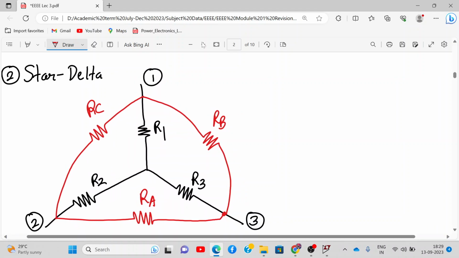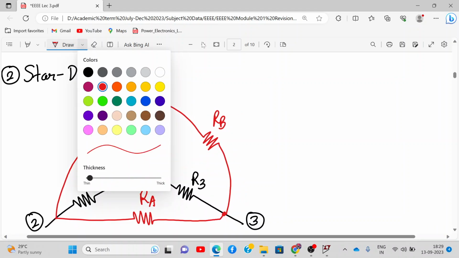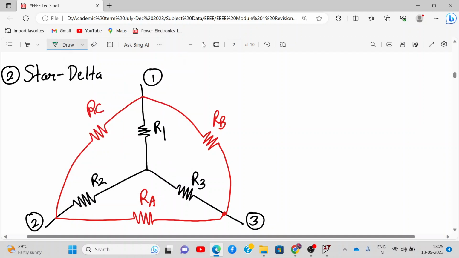Got it? So I need to now know how to write the values for RA, RB, and RC. We are going from star to delta. So RA will be like this. Multiplication of all the internal resistances: R1 R2, R2 R3, R1 R3, divided by, now opposite to RA, what resistance do you see? R1. So in the denominator you will get R1, and the numerator will be the same for all. R1 R2 plus R2 R3 plus R1 R3, divided by R1.